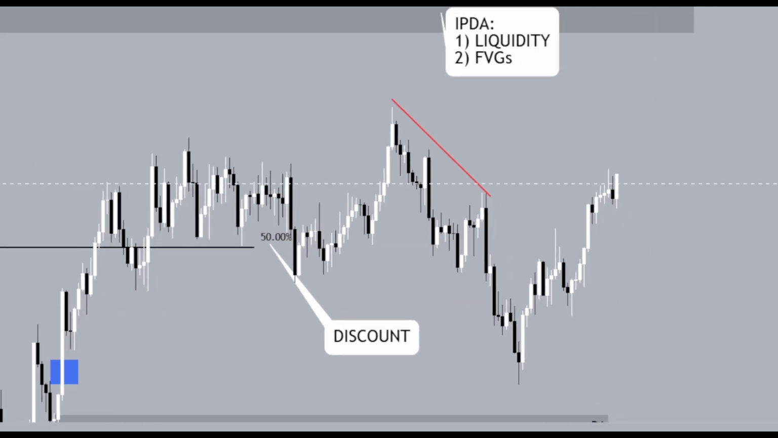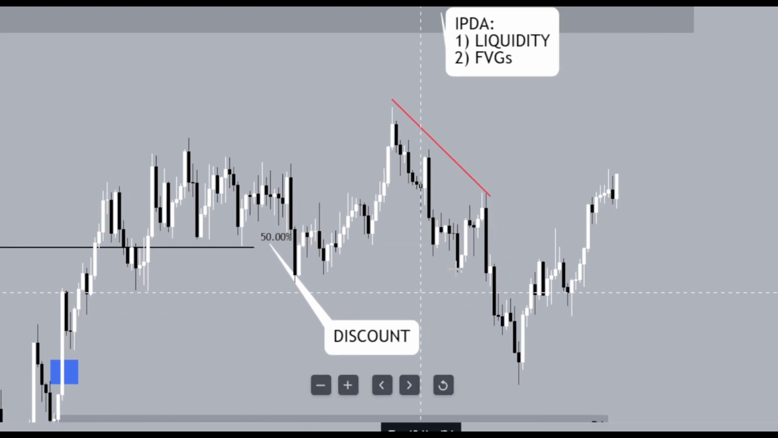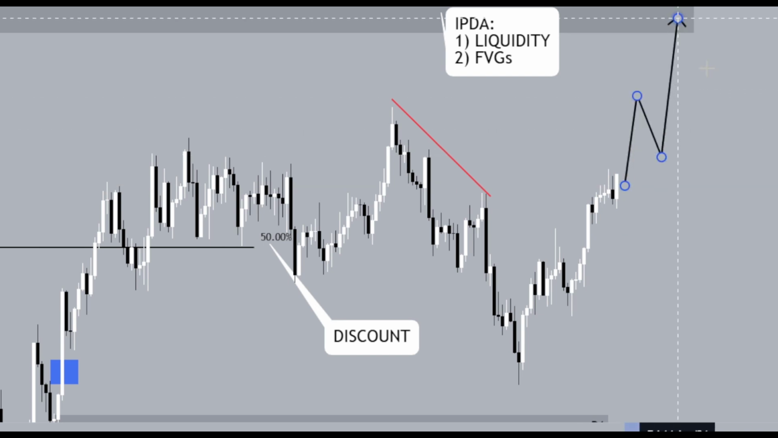So the overall narrative for GBP/USD over the next few weeks is definitely bullish up to this particular POI.